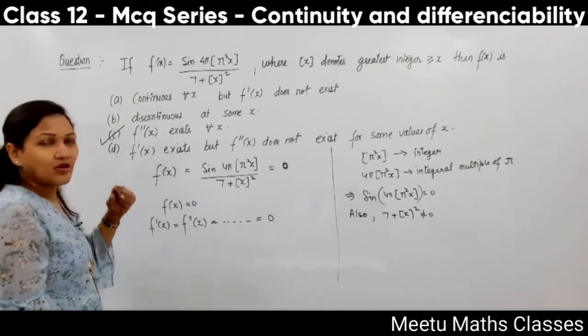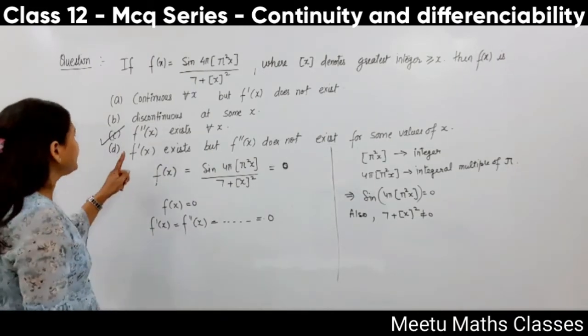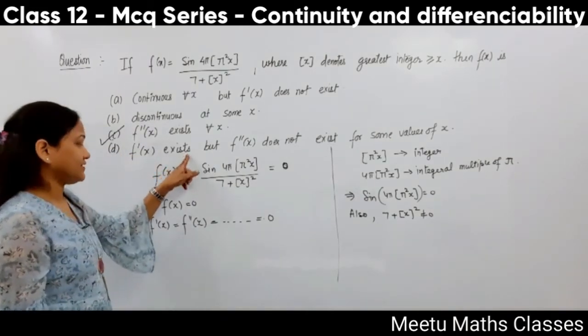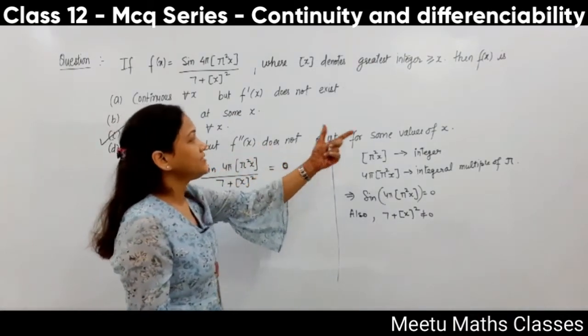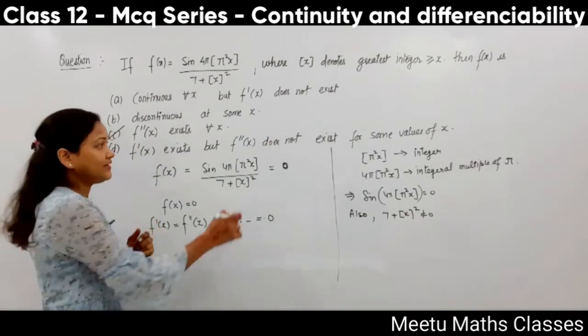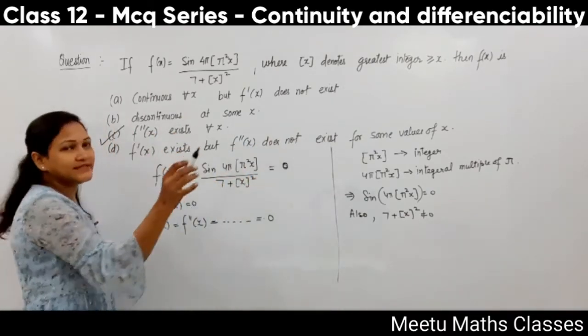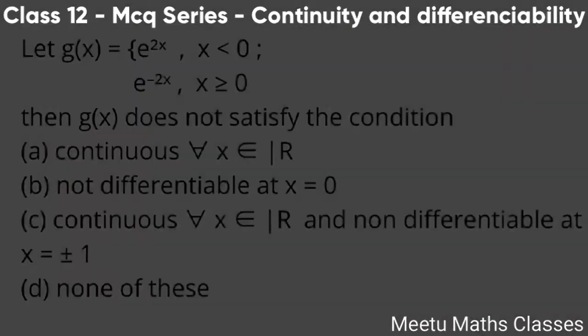Just find out whether option D is incorrect or not. First derivative exists, yes, it exists, but second derivative does not exist for some values of x. So this is incorrect. So your option C is correct.